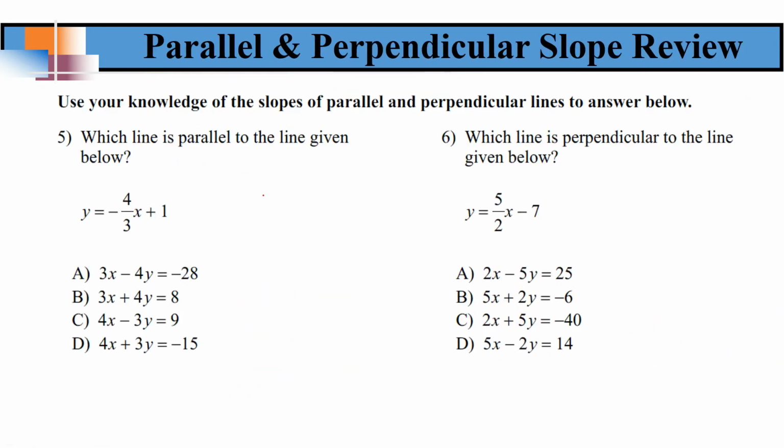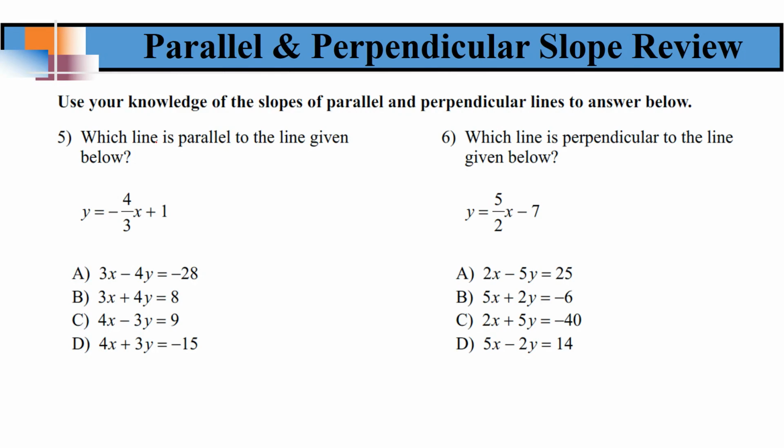All right, numbers 5 and 6 are a little bit different. These questions were highly missed on the final, more than half of us. So take a look. It says, use your knowledge of the slopes of parallel and perpendicular lines to answer below. Both of these are multiple choice questions, just like you saw in the final. In fact, one of these I think is directly from the final. I can't remember which one, but let's look at number 5.